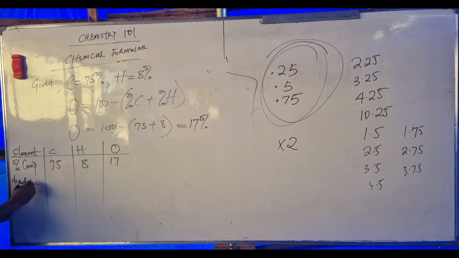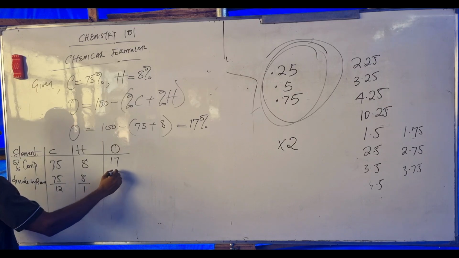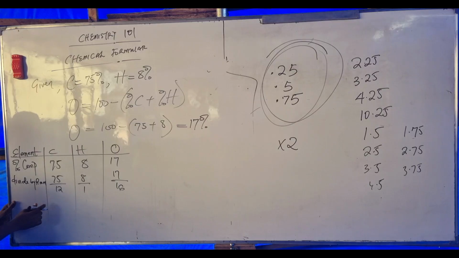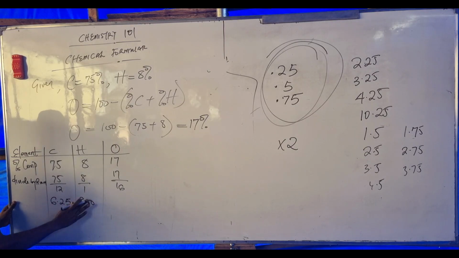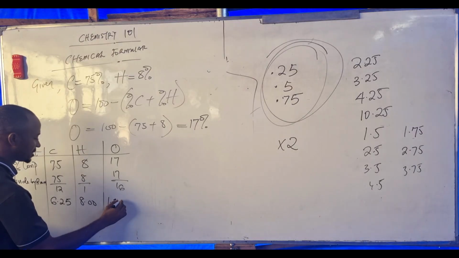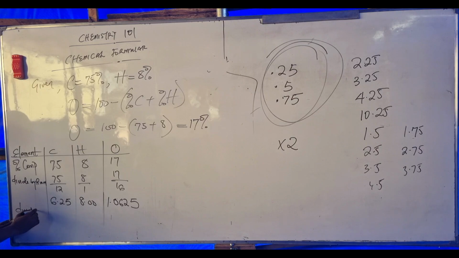So what do we do next? Divide by the RMM, right? Carbon is 75 over 12. Hydrogen is 8 over 1. Oxygen is 17 over 16. Let's divide. What do we have here? 6.25. Hydrogen gives us 8.00, right? And oxygen gives 1.0625.